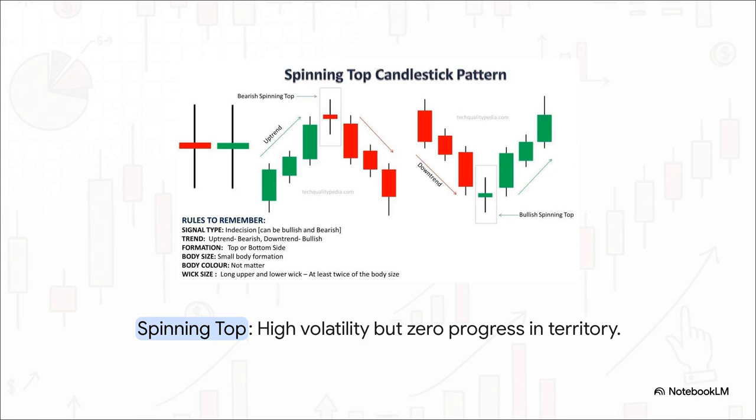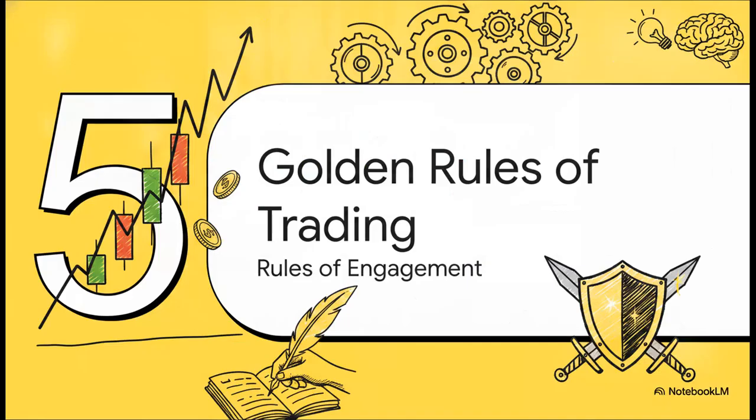A close cousin to the doji is the spinning top. You can see it has a very small body, but notably long upper and lower wicks that are at least twice the body size. The story here is one of extremely high volatility, but absolutely zero progress. Both the bulls and the bears fought fiercely, dragging the price wildly up and down, but ultimately, nobody could secure the territory. When you see a doji or a spinning top, the market is basically holding its breath. Proceed with caution. And finally, part 5, the golden rules of trading, rules of engagement.